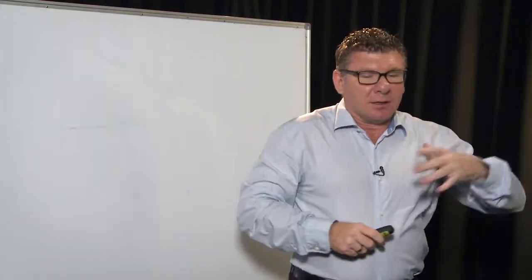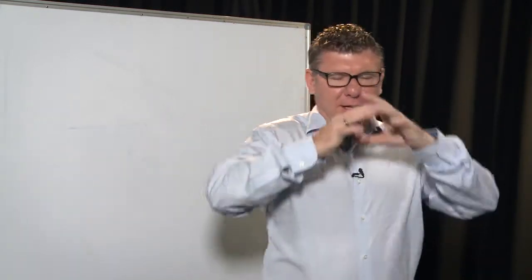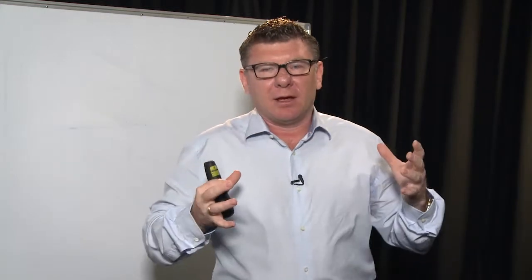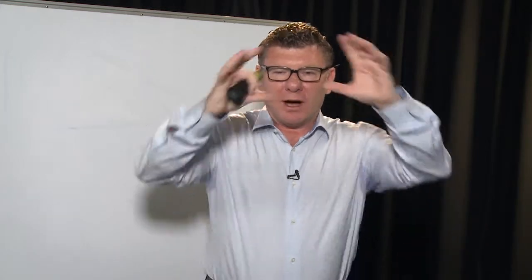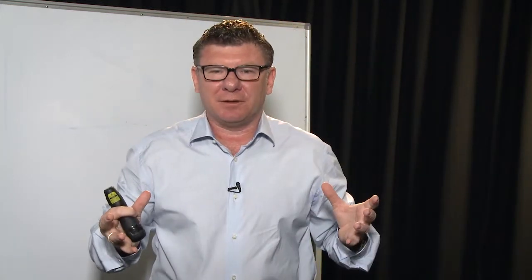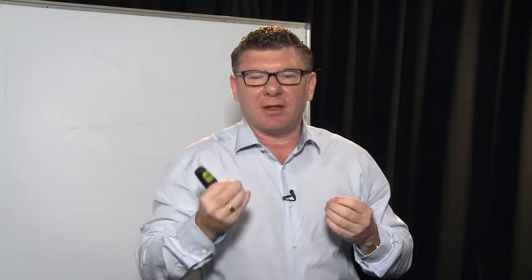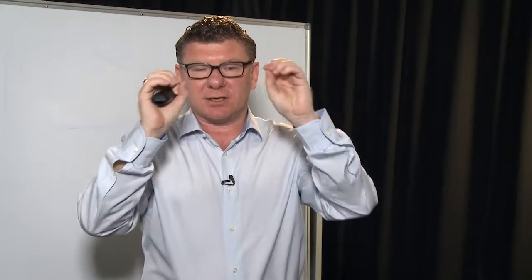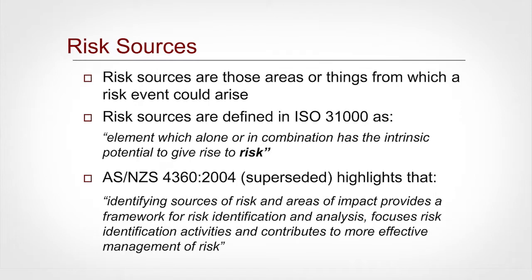So, the first thing that I want to talk about is risk sources. Now, if we are in a large organisation and we say, what are the risks to that organisation? If we try and do that in one hit, it's like trying to eat an elephant. What we want to try and do is break it down so that we have smaller bite-sized chunks that we can identify risk against. Now, risk sources are defined in the ISO 31000 as the element which alone or in combination has the intrinsic potential to give rise to a risk.